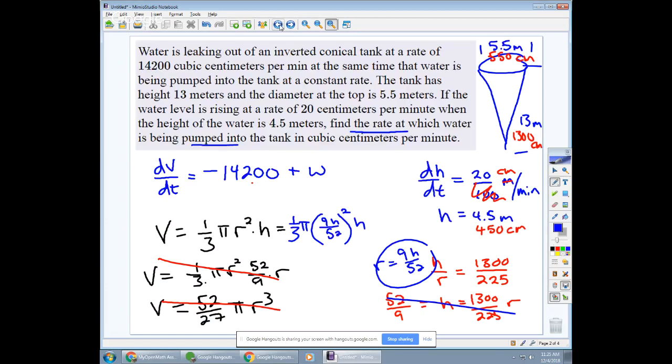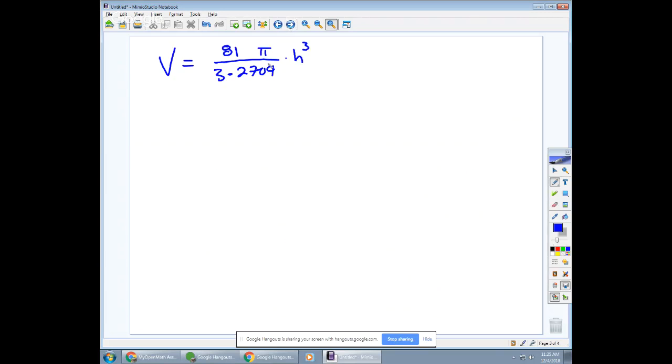So let's see. 1/3 pi r squared for sure, times h. We use the shape of the cone to set up this proportion, which leads to r is 9h over 52. We plug that in for r and square it. 9 squared is 81, 52 squared is 2,704, and then h squared times h is h cubed. So we have 81 pi over 3 times 2,704, which is the 52 squared, times h cubed.